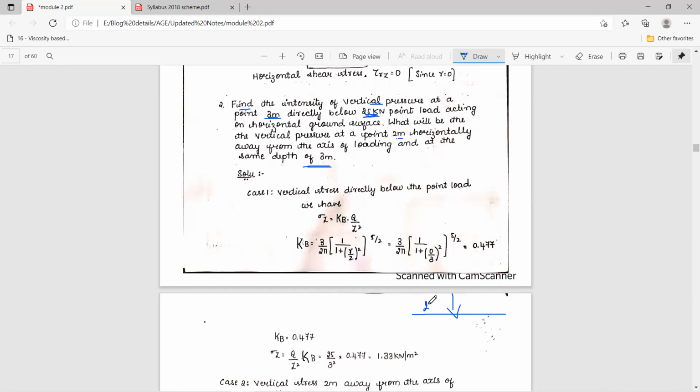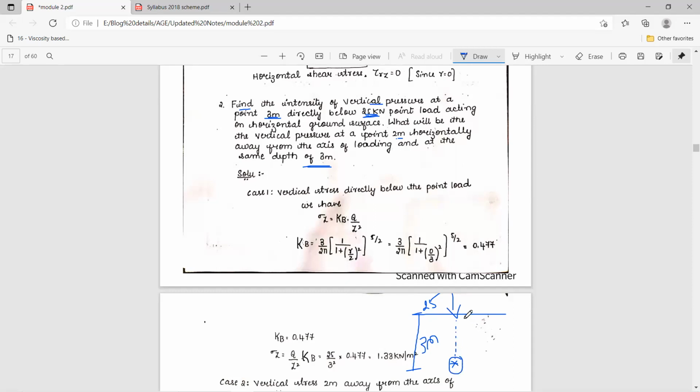So they had applied a load of 25 kilonewton, and it's a point load acting on the horizontal ground surface. Now he is asking what is the vertical pressure at a point 2 meter horizontally away from the axis of loading. But the first point is asking to find the intensity of vertical pressure at a point 3 meter directly below the 25 kilonewton load, at a depth of 3 meter. So at a depth of 3 meter, what will be the intensity of load at this point? As the first case is asking.